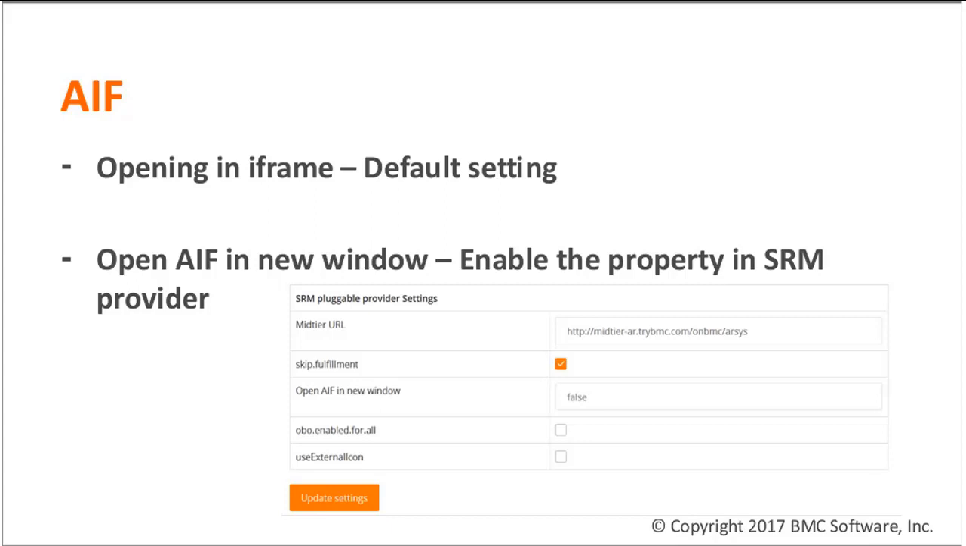The Meteor URL that you see in the provider configuration is to launch the AIFs if you have AIFs in an organization, and the external icon is if you want to use the icons from SRM as opposed to the ones that we have in Digital Workplace.